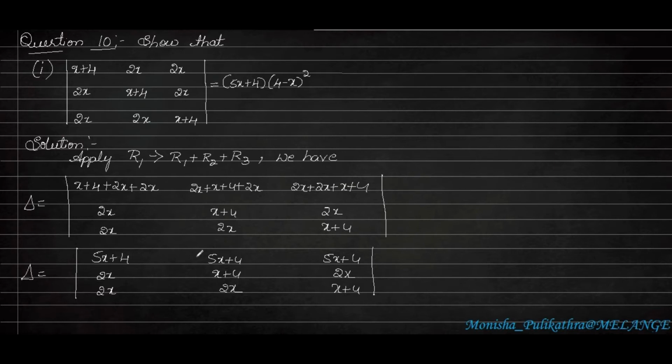So next what I will do is I will take common as 5x plus 4. Since in the first row all the elements are 5x plus 4, I will be taking 5x plus 4 common from only first row. So when I take 5x plus 4 common, in the first row it will become 1, 1 and 1. Okay. And rest 2 rows we have to write as it is. x plus 4. Okay, so after taking common we will get these things.